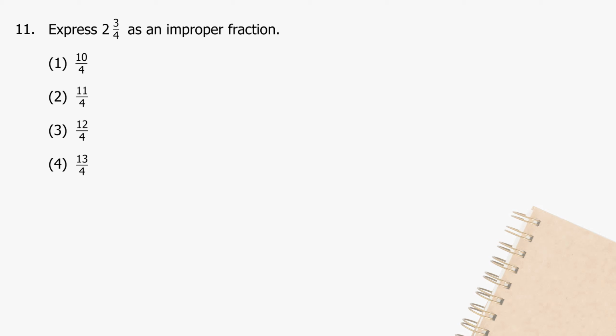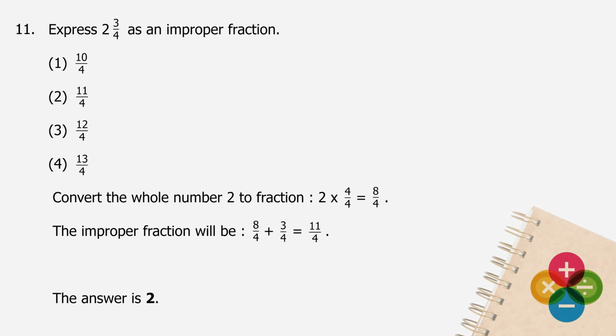Question 11. Express 2 3/4 as an improper fraction. Convert the whole number 2 to fraction will be, multiply 2 by 4 over 4, and the product is 8 over 4. The improper fraction will be, add 8 over 4 to 3/4, and the sum is 11 over 4. The answer is 2.